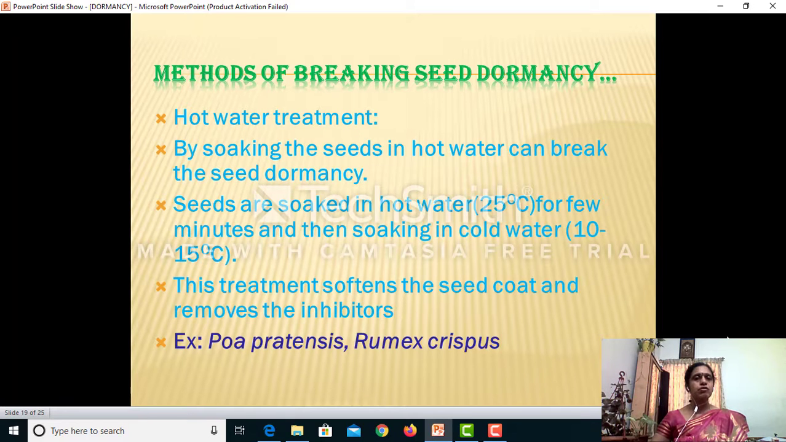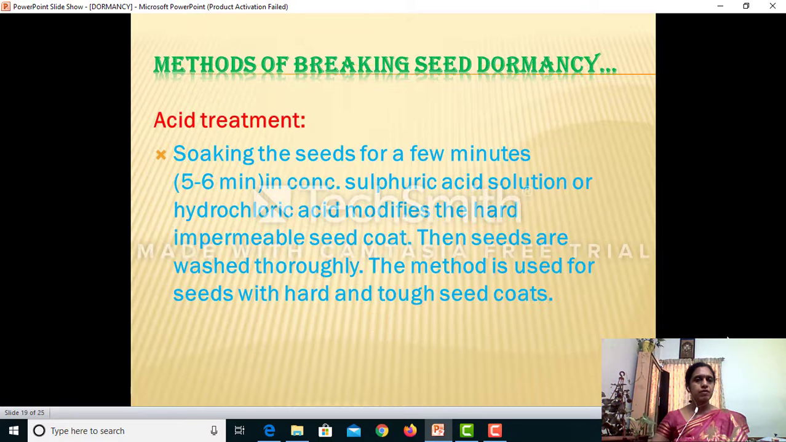The other method is hot water treatment. By soaking the seeds in hot water, it can break the seed dormancy. Seeds are soaked in hot water at about 25 degrees centigrade, maybe warm water 35 degrees centigrade, for a few minutes, and then soaked in cold water 10 to 15 degrees centigrade. This treatment softens the seed coat and removes the inhibitors. Examples are Poa pratensis, Rumex crispus.